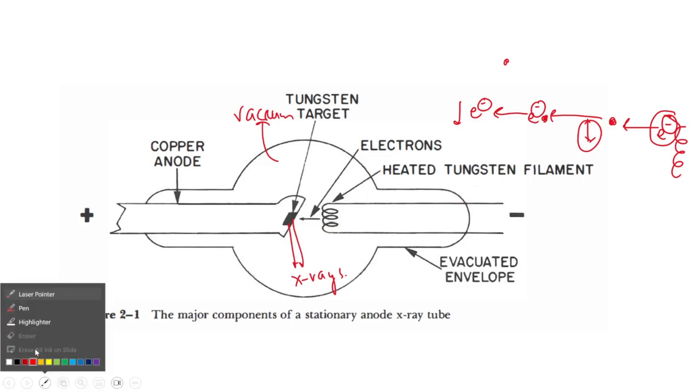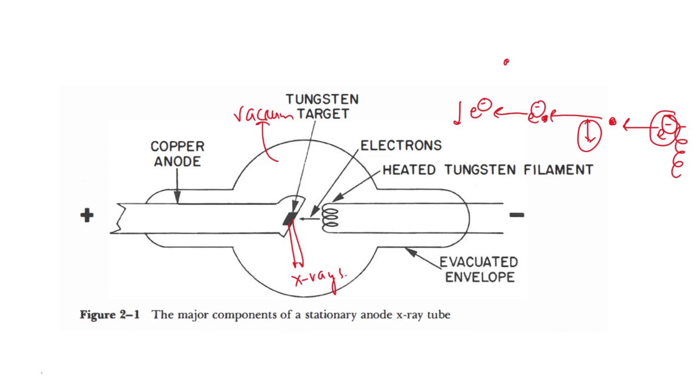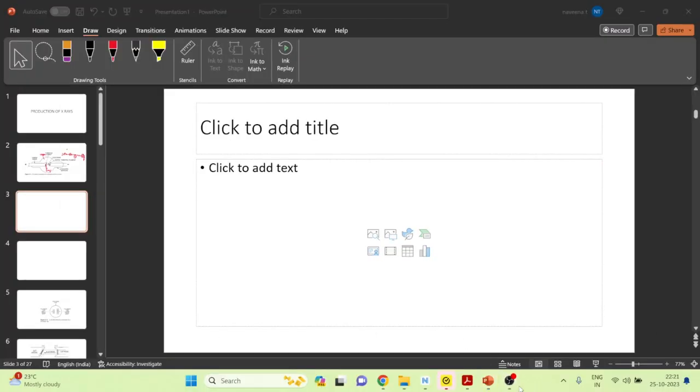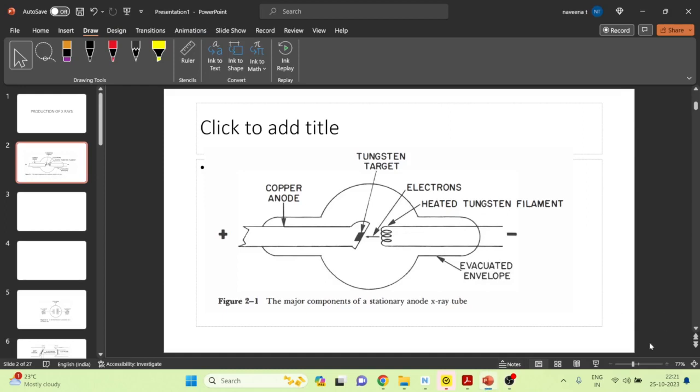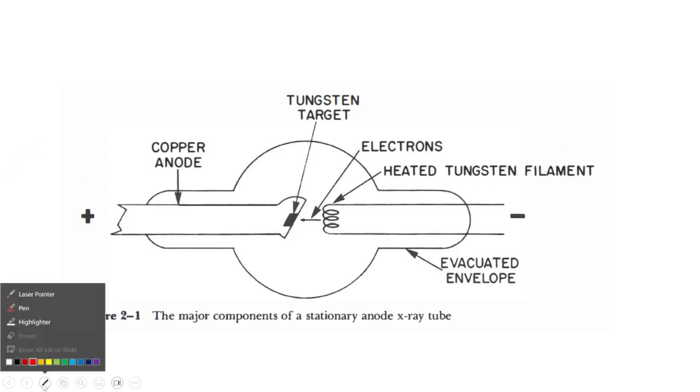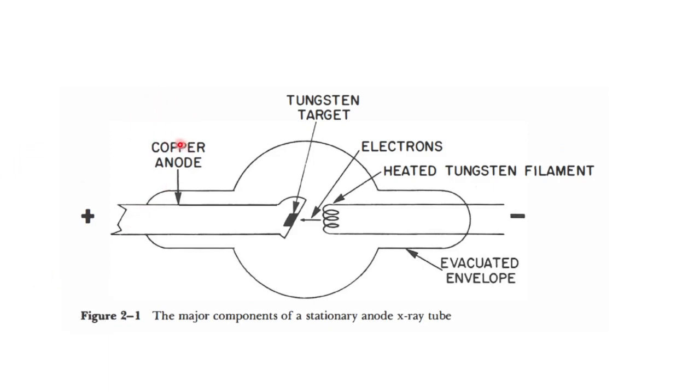Next, after the glass enclosure, we have to learn about the cathode and anode. First we will learn about the cathode. The cathode is the negative terminal, whereas the anode is the positive terminal. The cathode is also called the filament. This filament is the source of electrons, the one which will produce electrons.